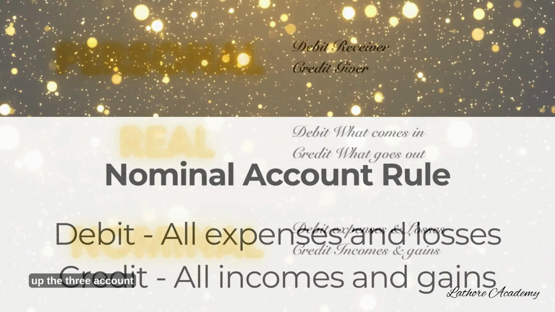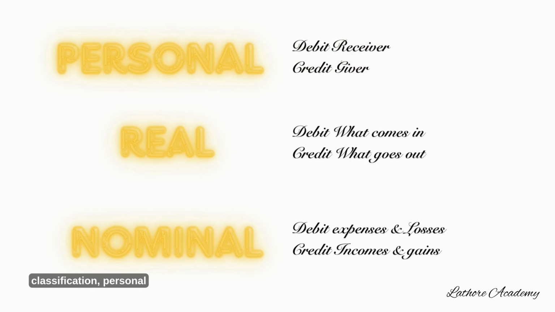To sum up the account classification, personal account rule says debit the receiver, credit the giver. Real account rule says debit what comes in, credit what goes out. Nominal account says debit expenses and losses, credit incomes and gains.